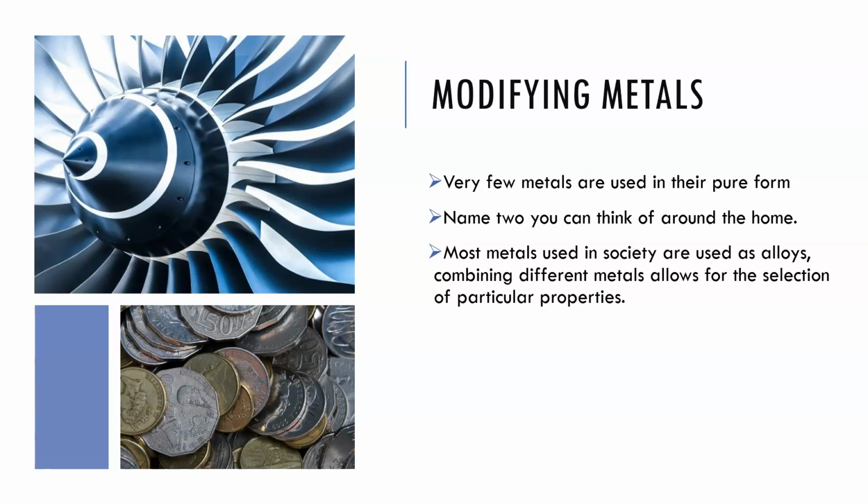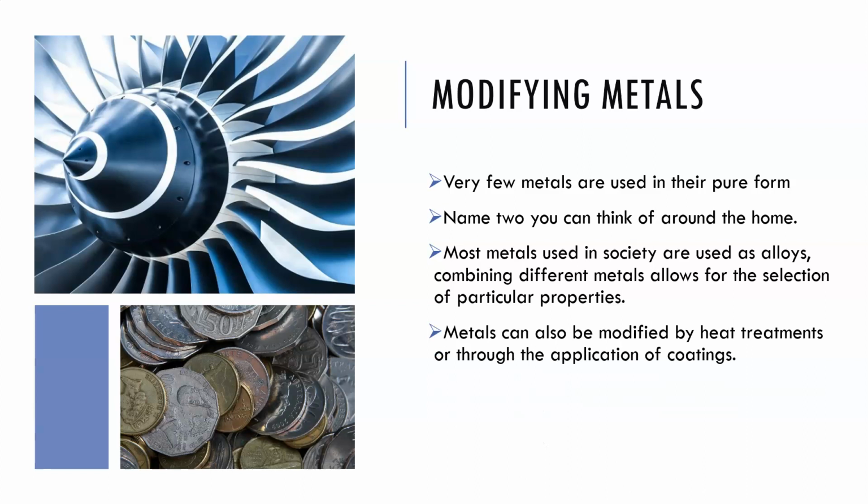And we can see that in things like the use of airplane parts, where we want them to be light and strong, or coins, where we alloy them because we want them to retain their shape, be hard, not bend too much, and be resistant to corrosion because they're handled all the time.